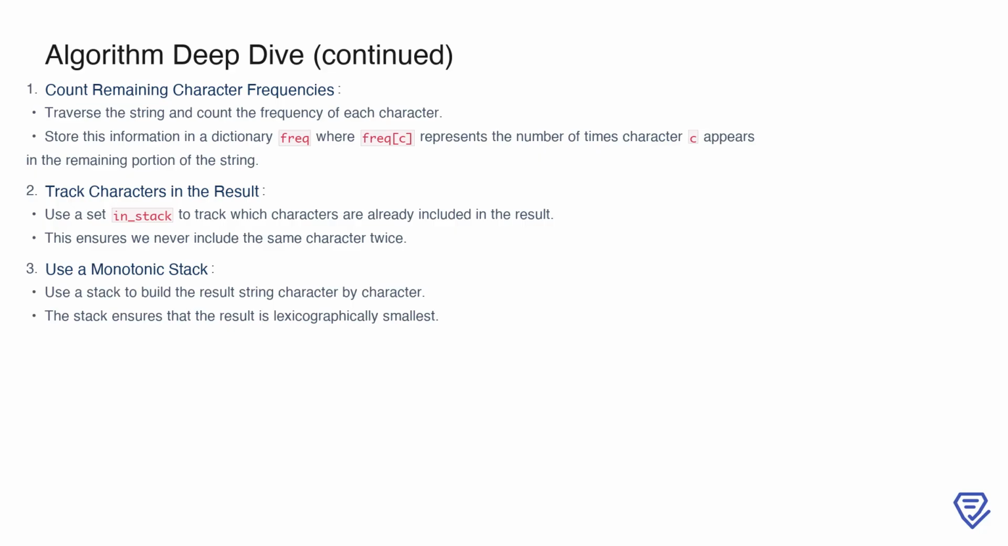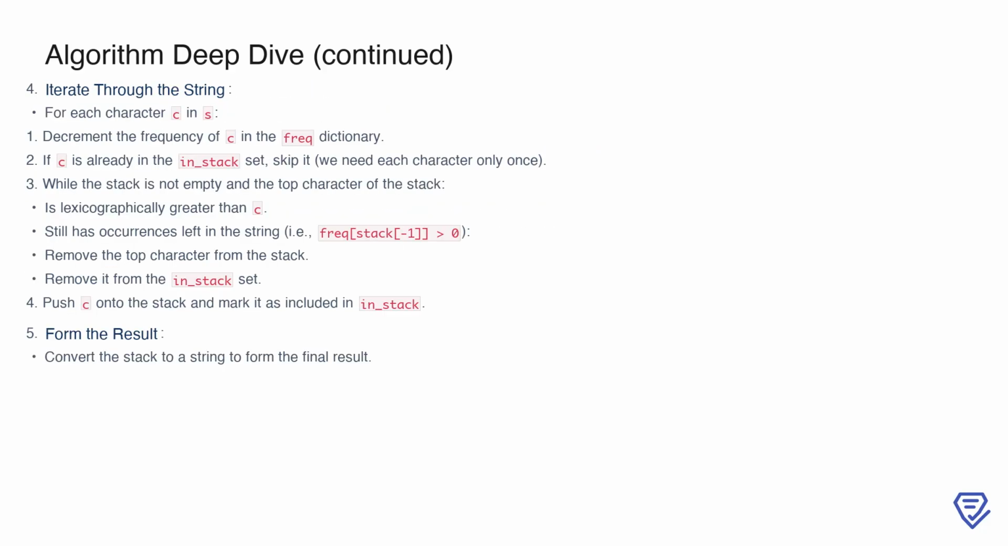The core of our approach relies on a monotonic stack, which we use to build the result string. The stack helps maintain the lexicographical order of characters as we process the string, all while ensuring that the result satisfies the problem's constraints. By combining these tools, we can achieve an efficient and structured solution. The next step is to iterate through each character in the string S.